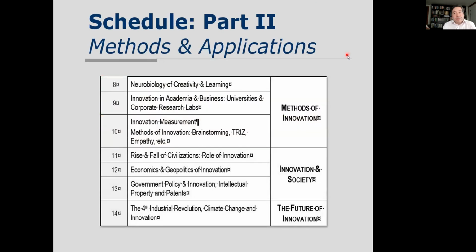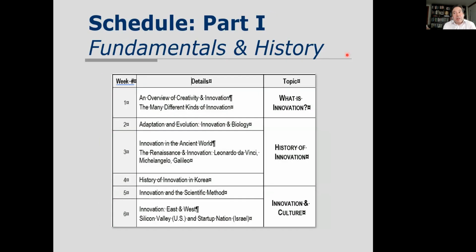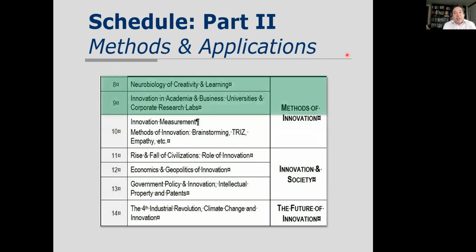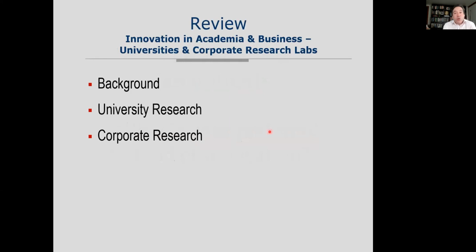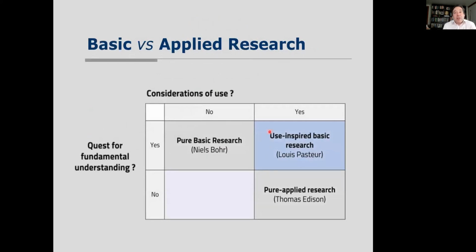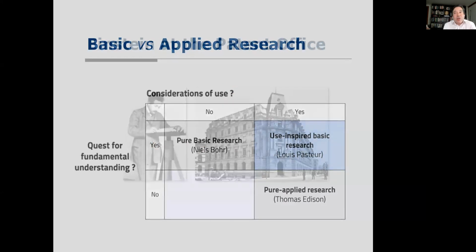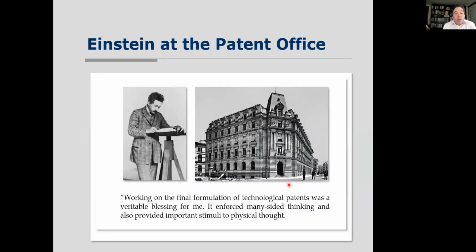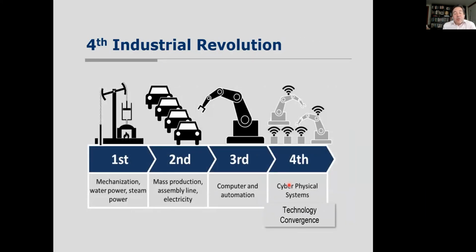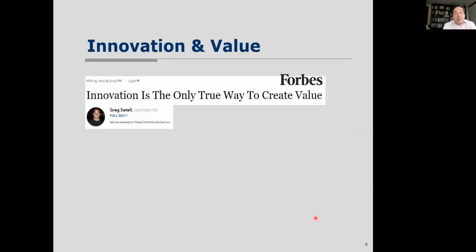So let's continue. So now we're in this section. We'll do a very quick review. We already did this. We talked about use-oriented research, fundamental research, and the different categories. We talked about Einstein and how he is influenced by real problems. We talked about the fourth industrial revolution and the importance of technology convergence. We mentioned that innovation is the only true way to create value, to stay away from that equilibrium point of classical economics.